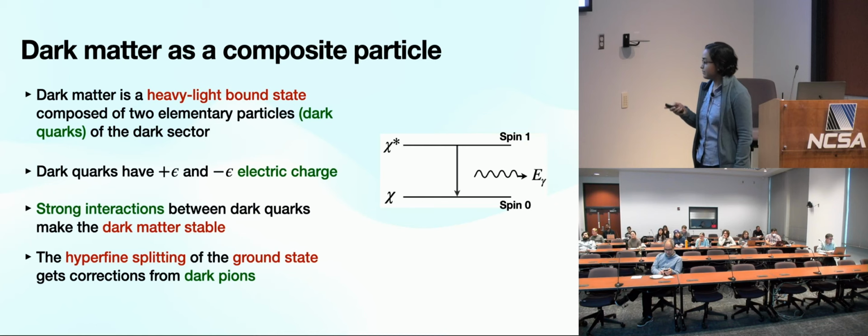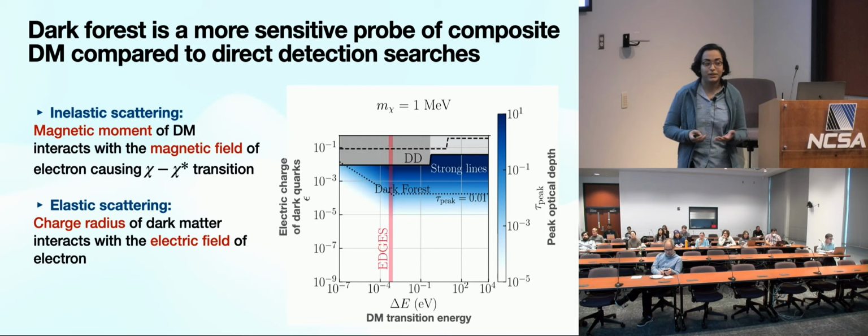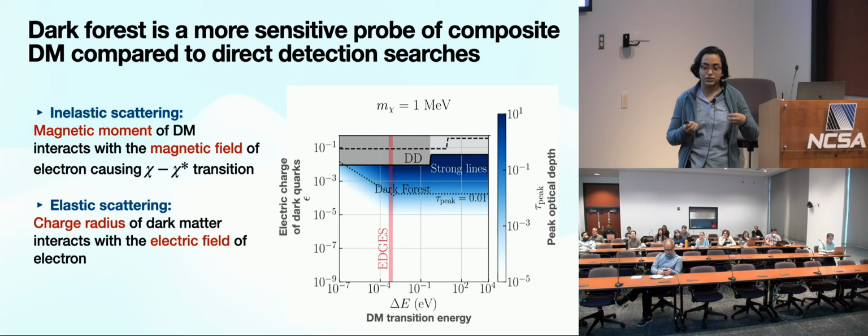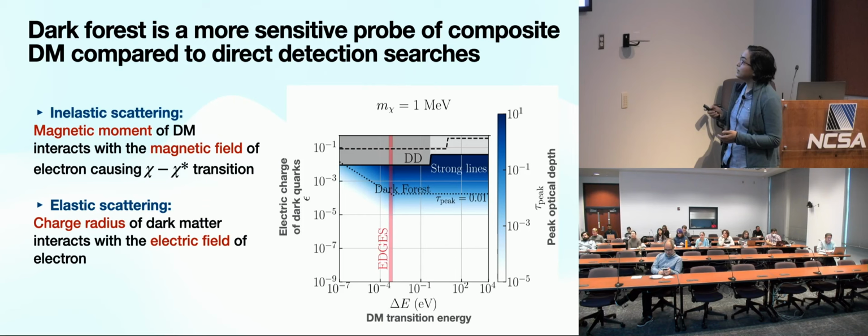So once we have a model, we can write a Lagrangian for that. And there are different direct detection experiments which put constraints on the interaction of dark matter, or the cross-section interaction of dark matter with electrons. So this is MeV dark matter. So all the experiments that give constraints on dark matter electron scattering are the ones that put the strongest constraints. So here I've shown the constraint on the electric charge of the constituent as a function of dark matter transition energy. So this is the direct detection constraint.